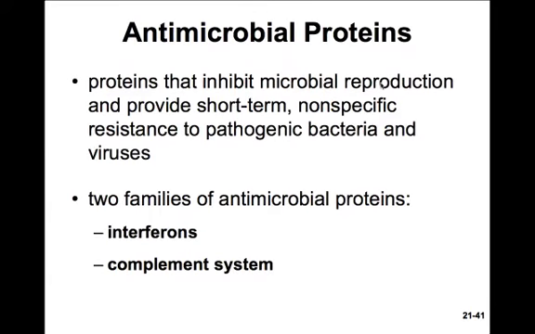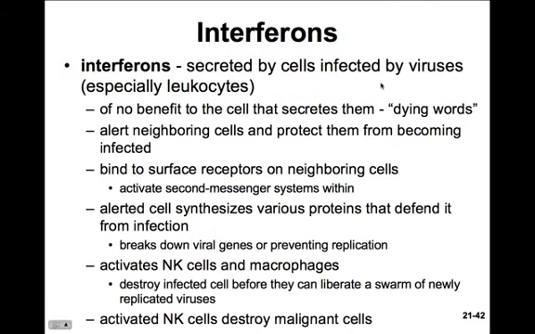So in addition to all of these specialized leukocytes and macrophages, there are antimicrobial proteins that will help us protect against pathogens. There are multiple types of proteins that inhibit microbial reproduction and provide short-term nonspecific resistance to pathogenic bacteria and viruses. We'll describe two families of antimicrobial proteins here, the interferons and the complement system.